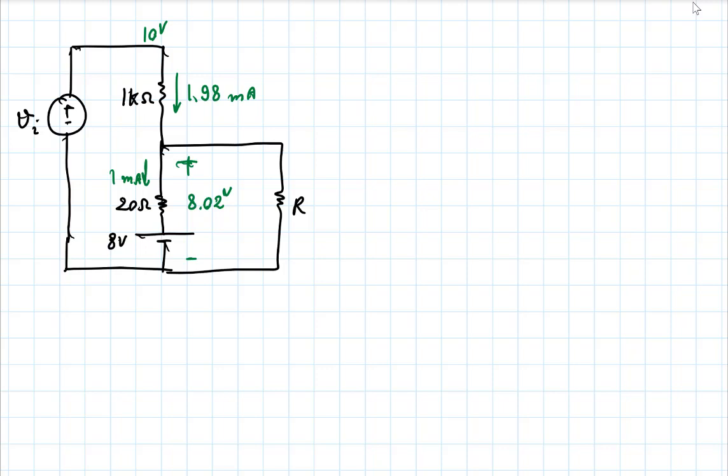Which means then how much current do I have left for this resistor? 0.98 milliamps, right? This is how much I've got left. If this resistor were to pull any more than 0.98 milliamps, then there wouldn't be enough for that Zener diode. So what condition does this put on the resistor R? Does this tell me what the minimum value of the resistor should be or the maximum value?